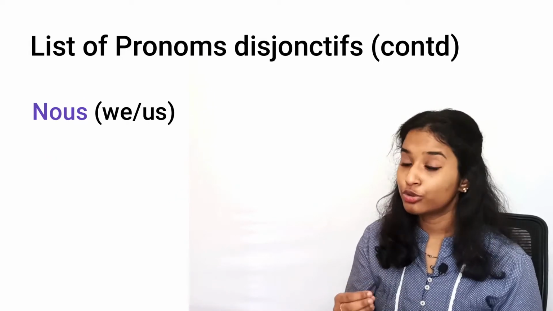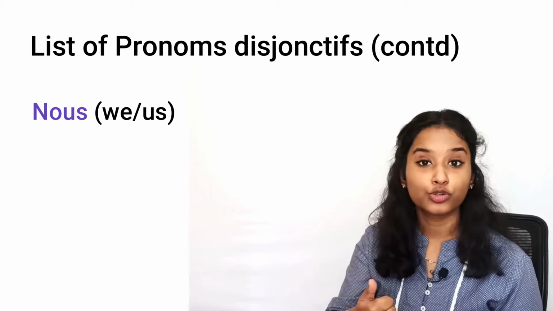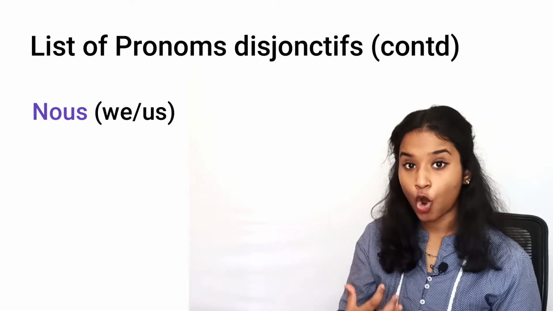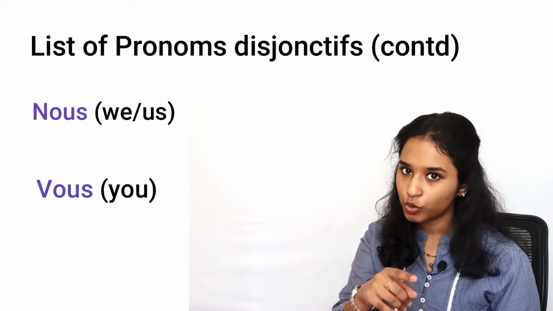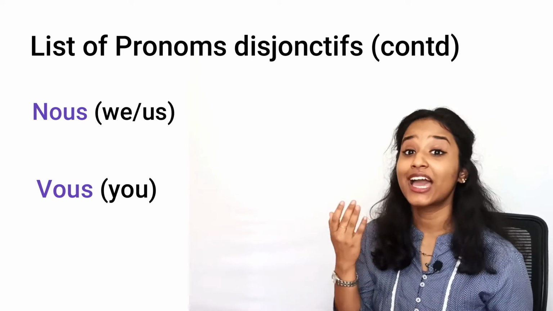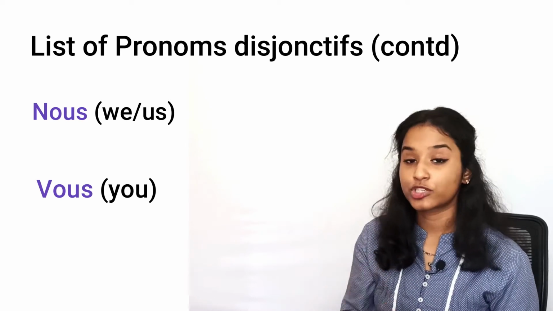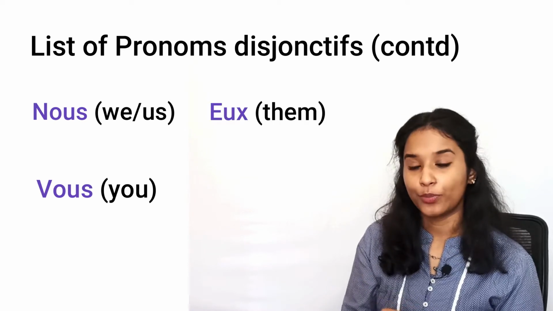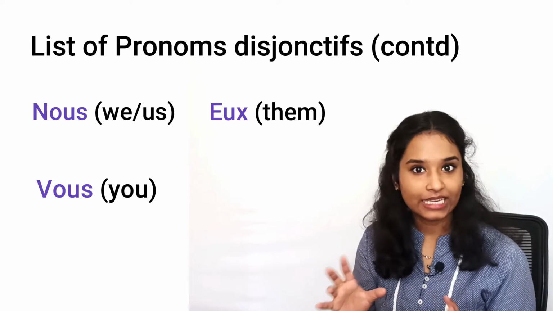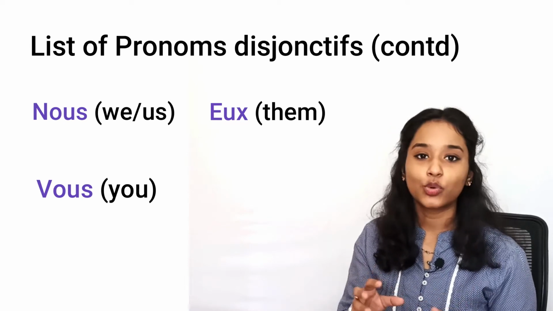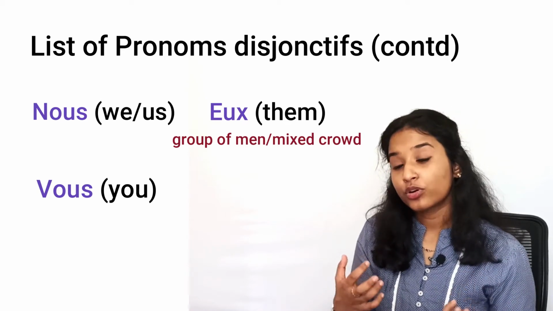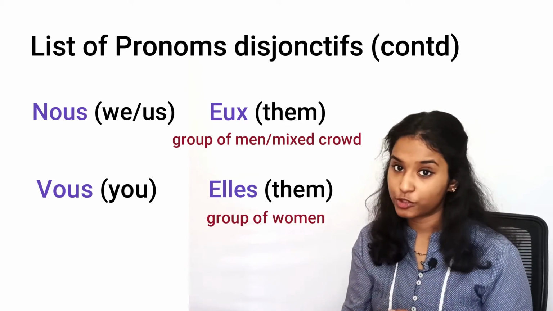Nous. Nous is again the same word that you will see for pronom sujet and pronom disjonctif. Nous means we or us. Vous. Vous is also the same word that you see for pronom disjonctif and pronom sujet. So we have vous, which means you. And then we have eux. Eux means them. Now, eux is basically like ils. Okay, it's an equivalent to ils. So it's used for a mixed crowd or for a group of men only. Now, when you are talking about a group of women, you will refer to them as elles.